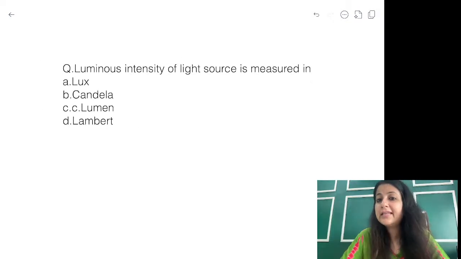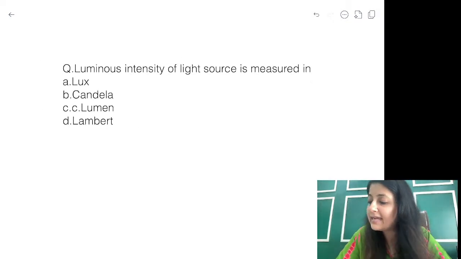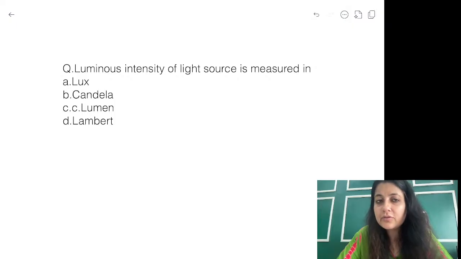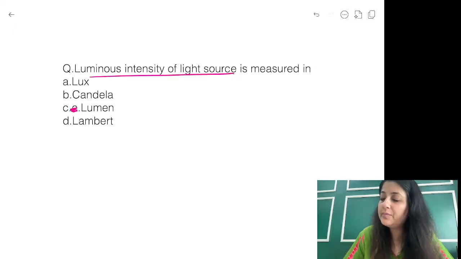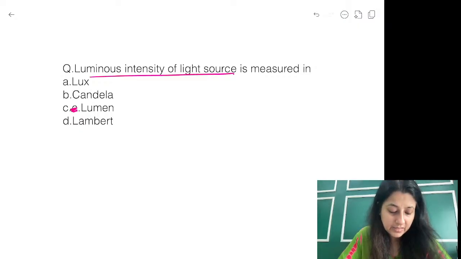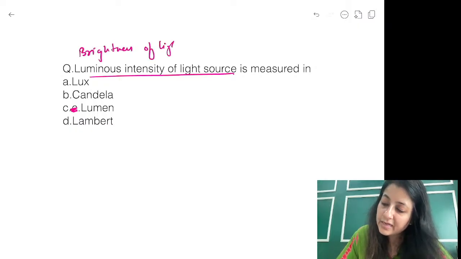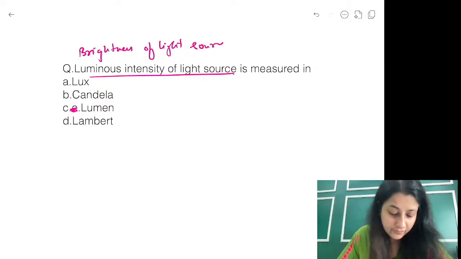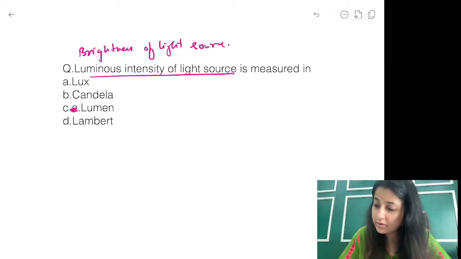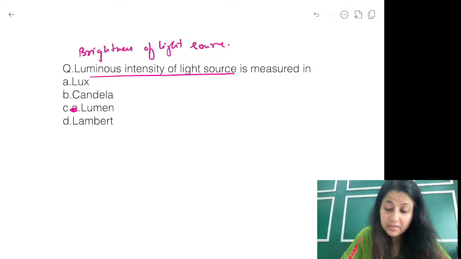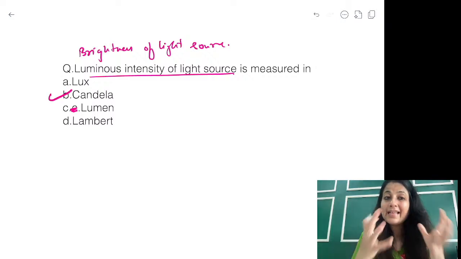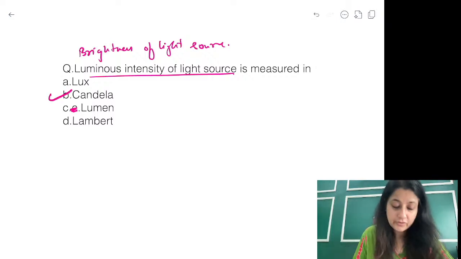Luminous intensity. Let's discuss quickly about light. Luminous intensity of a light source, or if it was brightness of a light source. That is measured in what? Luminous intensity, not lumen. Candela. Intensity, brightness, that is measured in candela.